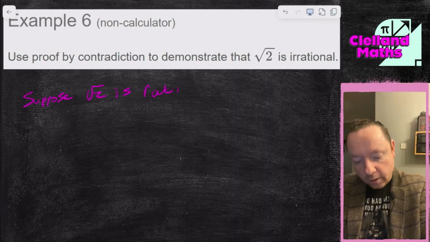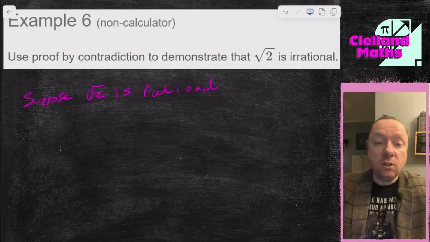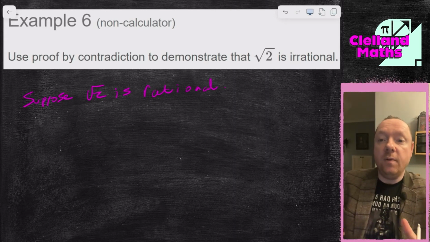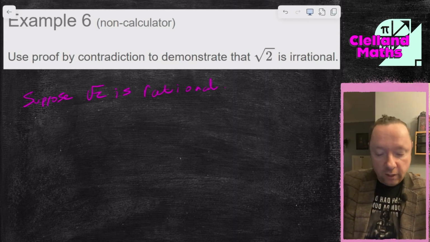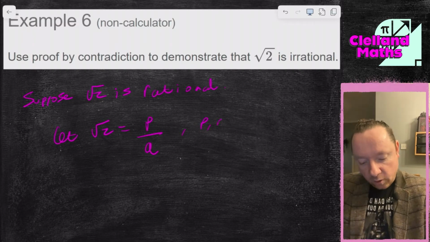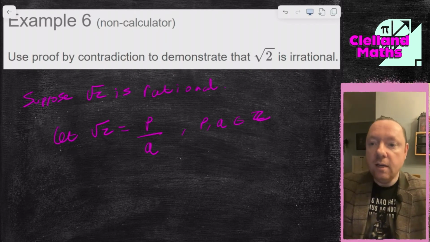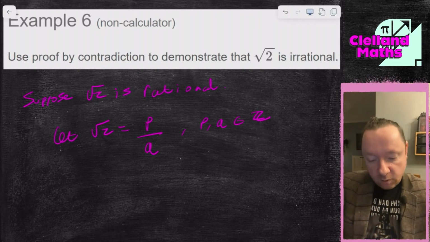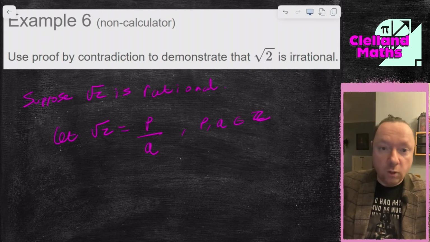Now we need to know, how do we write a rational number? A rational number is defined as any number that can be written as a fraction. So we're going to let root 2 equal some fraction p over q, where p and q have to be integers. They can't be anything else. It can't be like pi or anything.